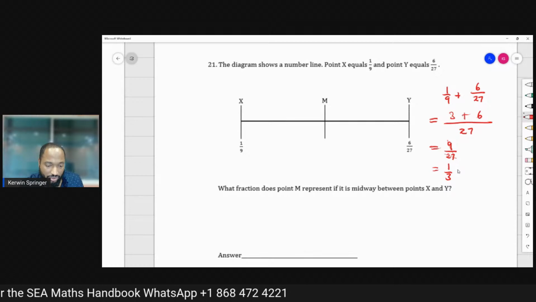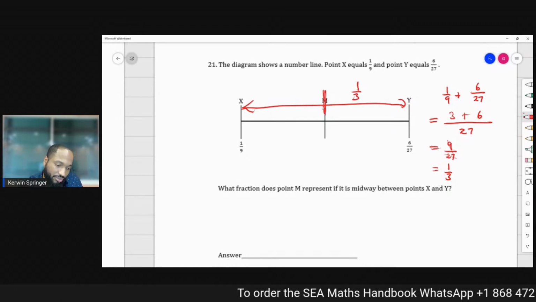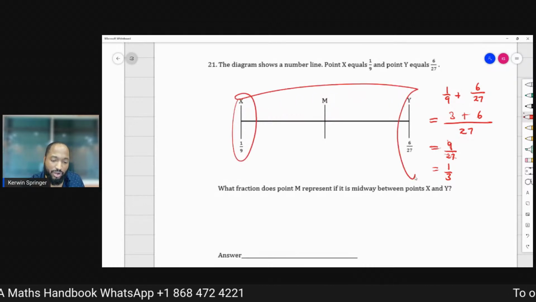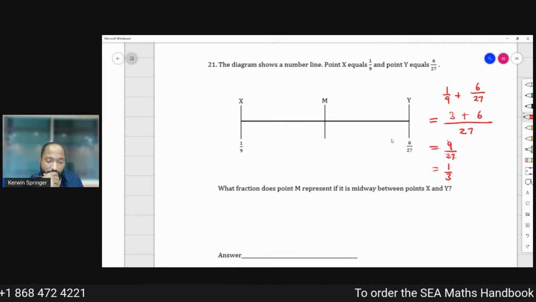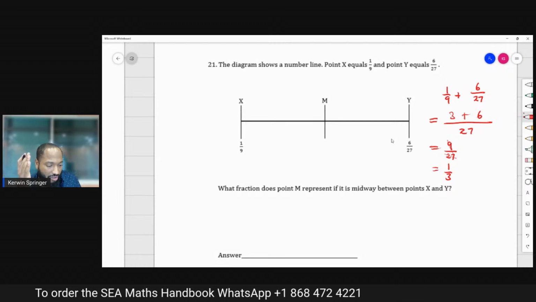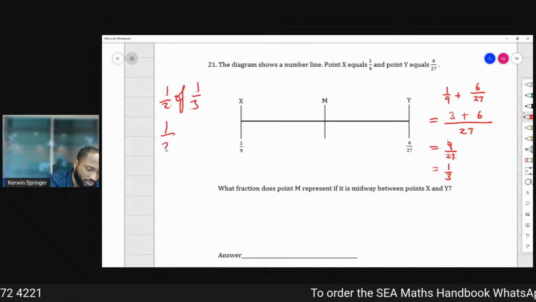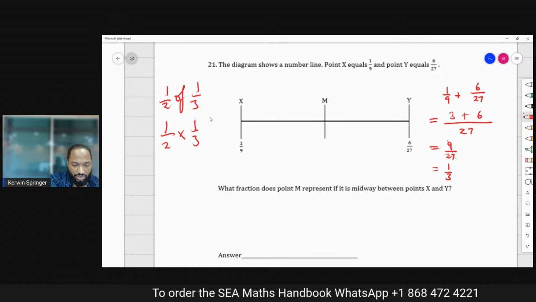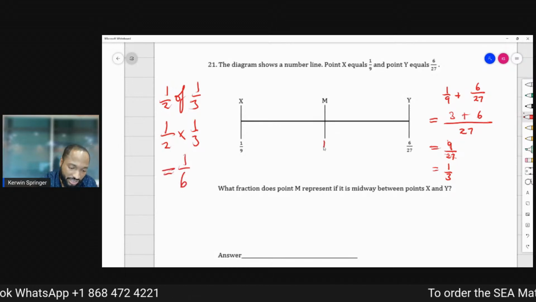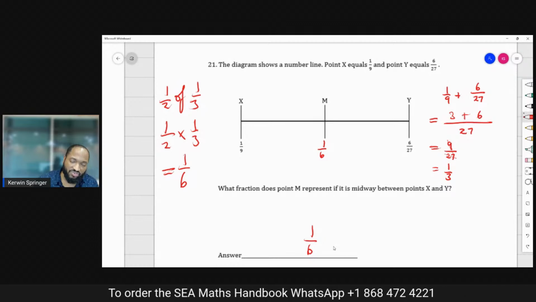This distance here stands for a fraction, which is called a third. And I want half of a third. Well, actually, this distance stands for this number plus that number. 1/9 plus 6/27 is apparently a third. So half of a third is 1/2 times 1/3. Or you can see 1/3 divided by 2, which is the same thing. So the answer is 1/6. I'm feeling real good about that. I'm feeling confident about that.